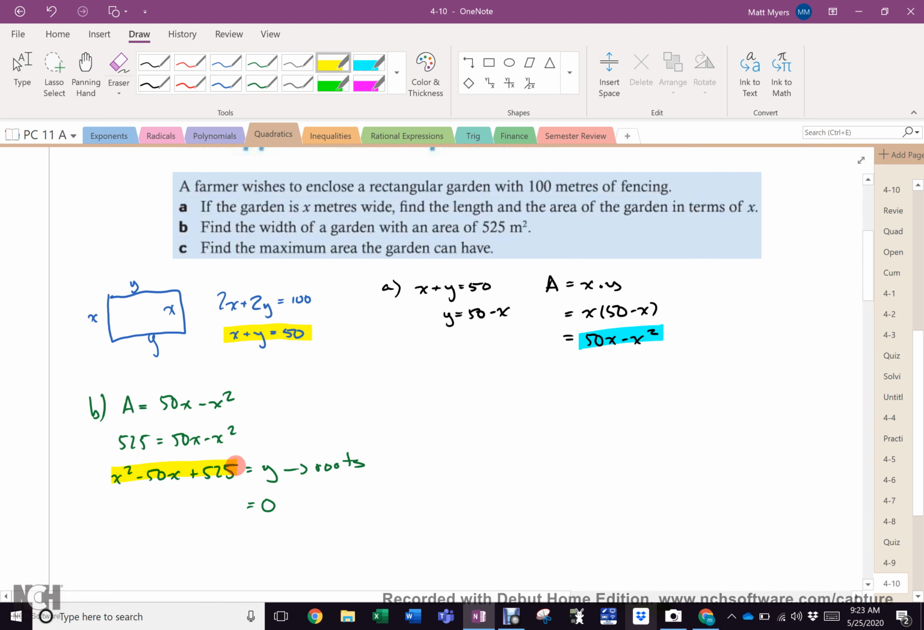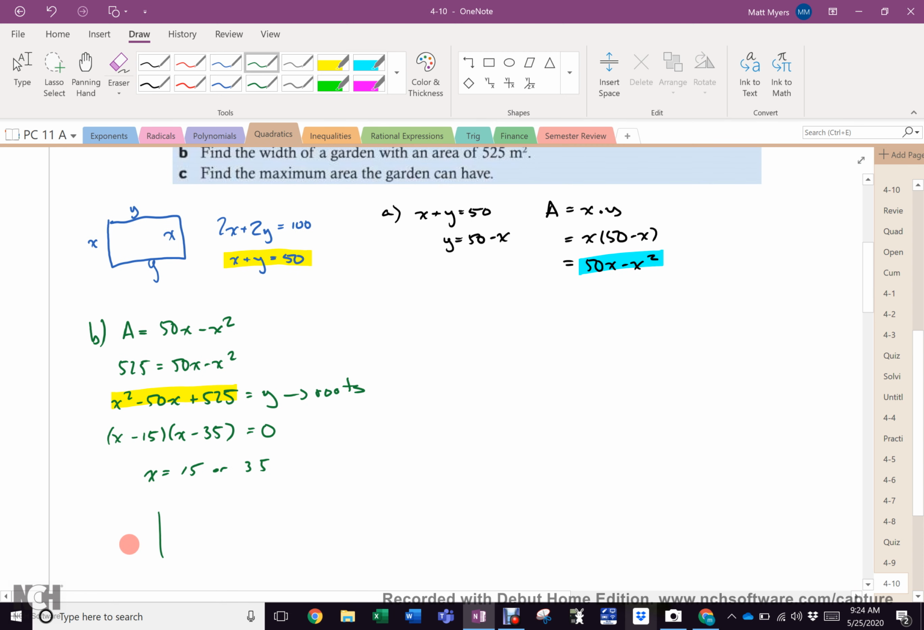Here I've got a trinomial, and it factors. You don't have to factor it. You could use the quadratic equation. You could find the vertex and do the stretch factors. You have all kinds of options, but this happens to factor to X minus 15 and X minus 35. So X has to be 15 or 35. If we were to graph it, it would look something like this, because our A was positive.